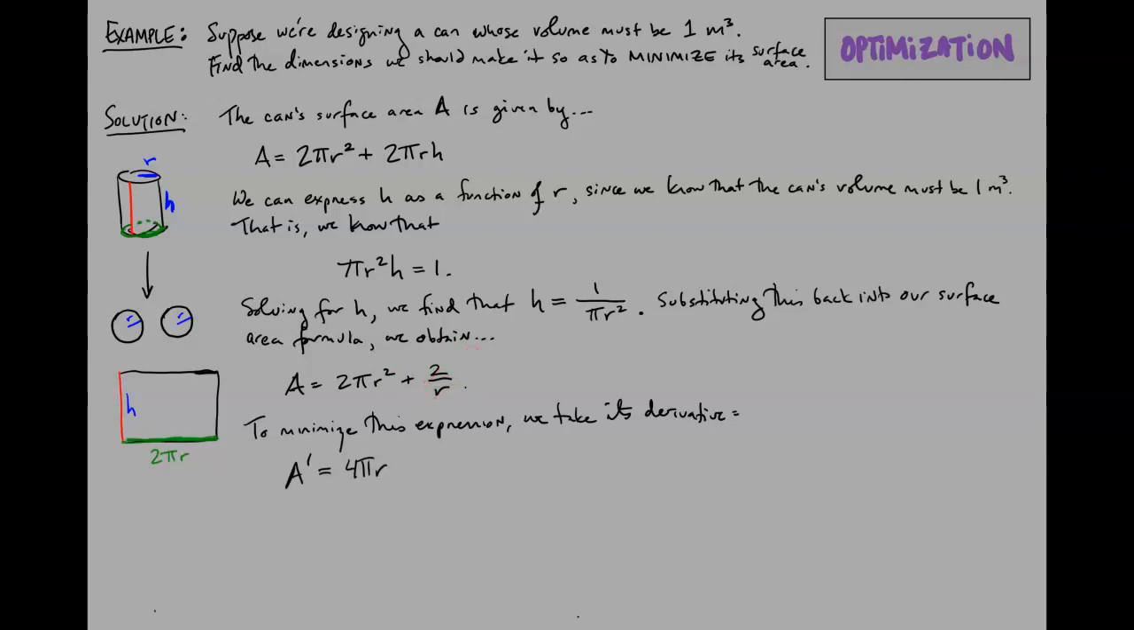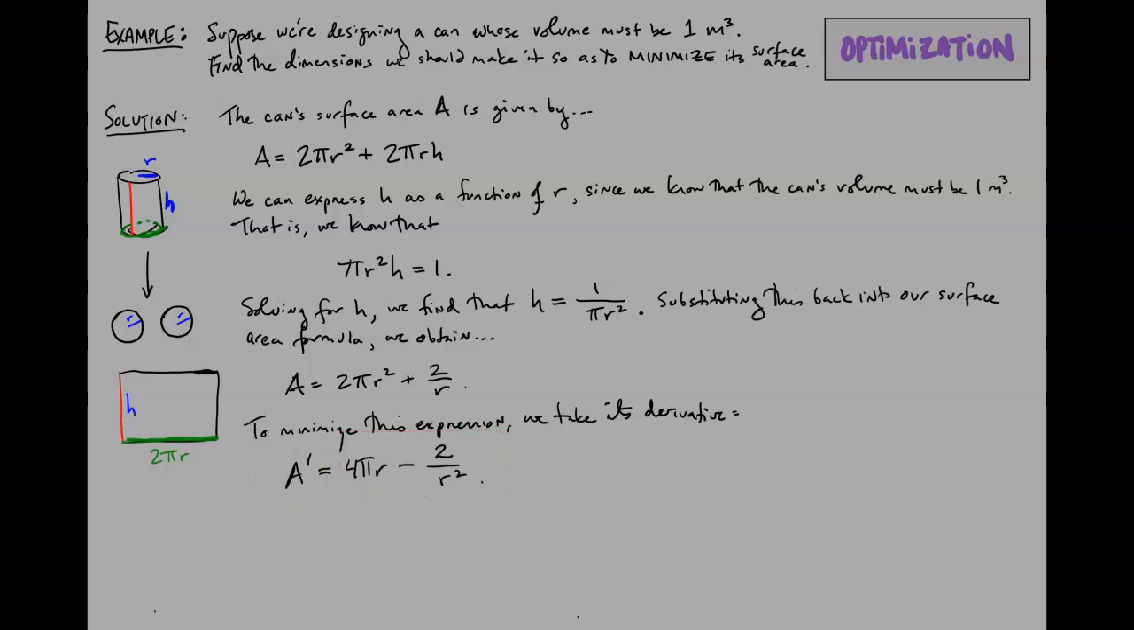Well, what's the derivative of 1 over r? Hopefully you have that well memorized. That's negative 1 over r squared. So that means this next term is going to be minus 1 over r squared. But I also have that constant factor of 2, which stays there thanks to one of our linearity properties. And I'm done with the derivative. A prime of r is all this stuff.